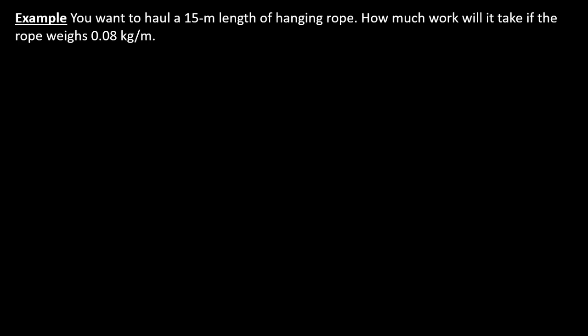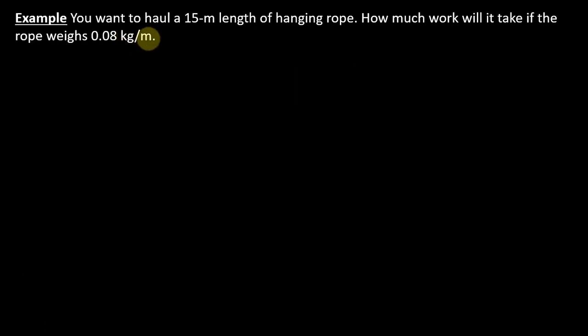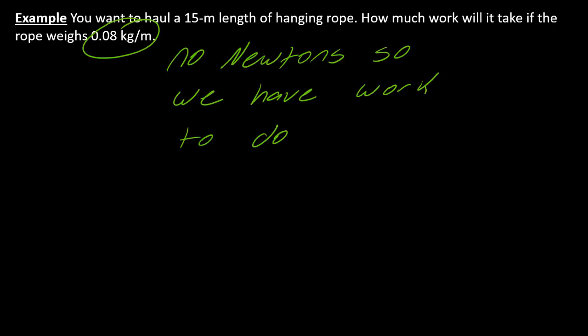So now you want to haul a 15 meter length of hanging rope. How much work would it take if the rope weighs 0.08 kg per meter? Okay, this is different than the last problem, and this is why I suggest you have the guided notes, so that you can read the difference between the two. In the last problem, I had 0.624 newtons per meter. Now I have kg per meter. So this is where I'm going to have to make some conversions. So we're going to have some work to do.